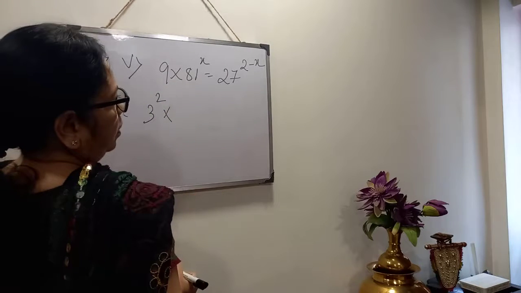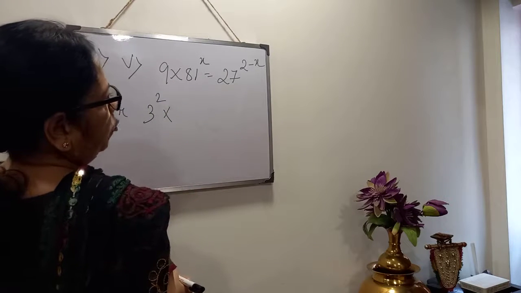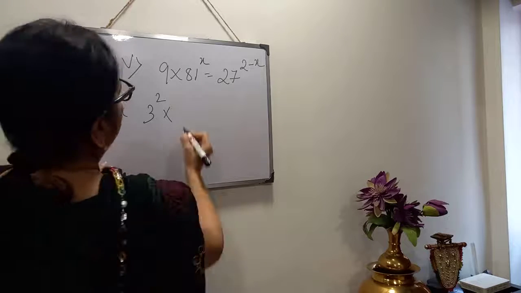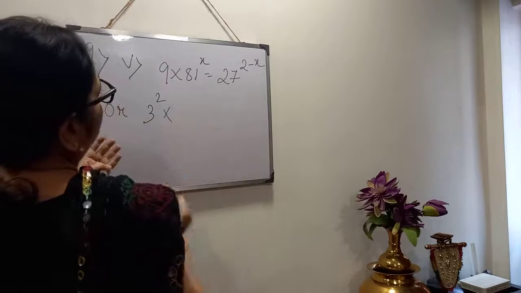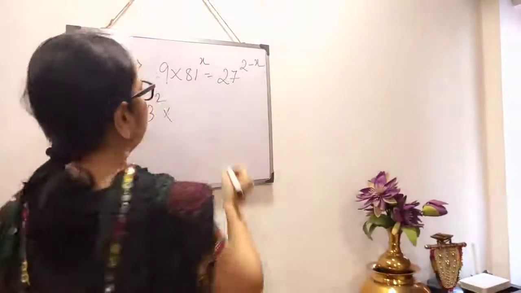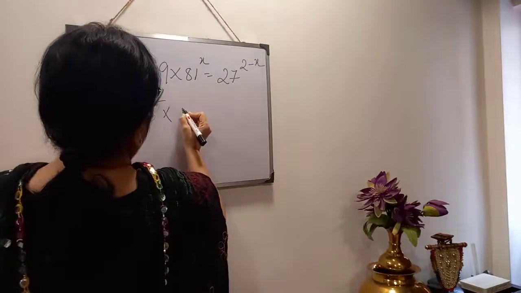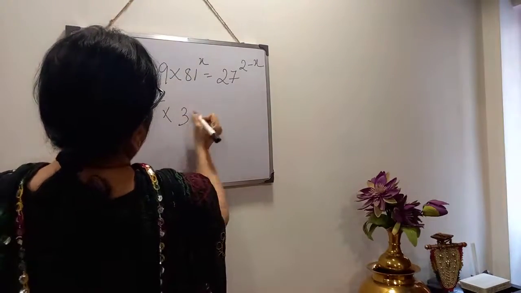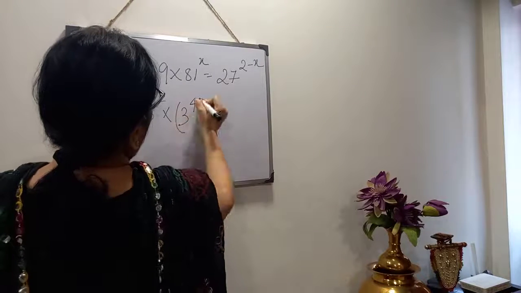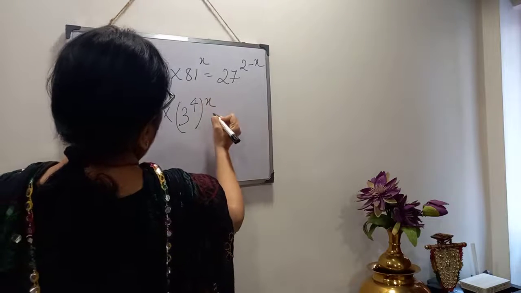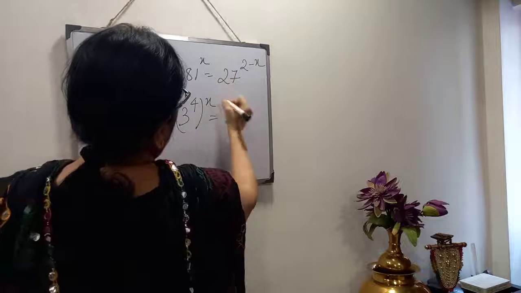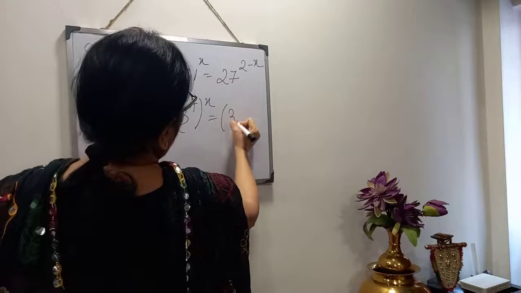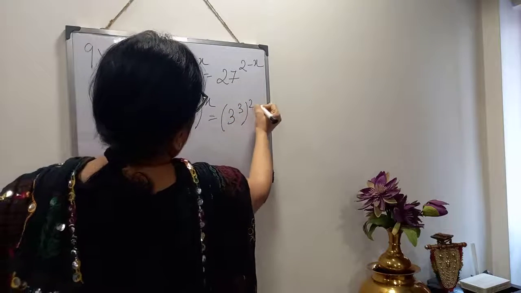Now 9 means 3 square we can write. 81 means 3 to the power 4. 3 3s are 9, 9 3s are 27, 27 3s are 81. So it will become 3 to the power 4, and there is x. And here 27 means 3 cube.